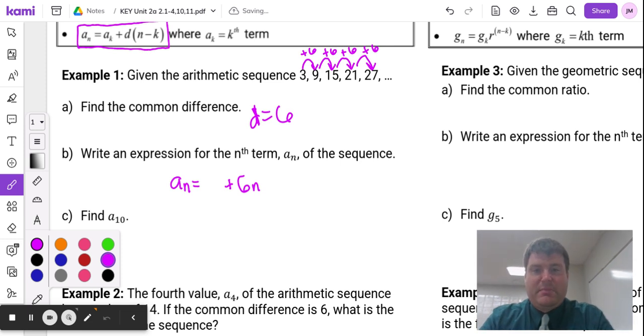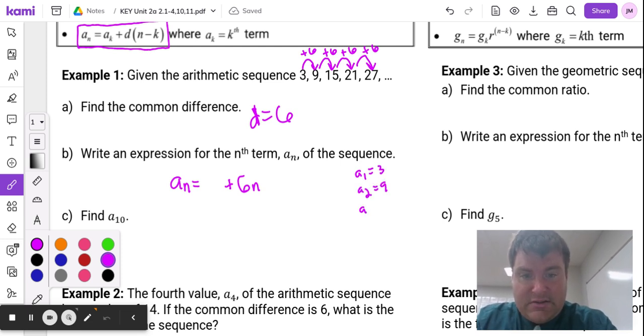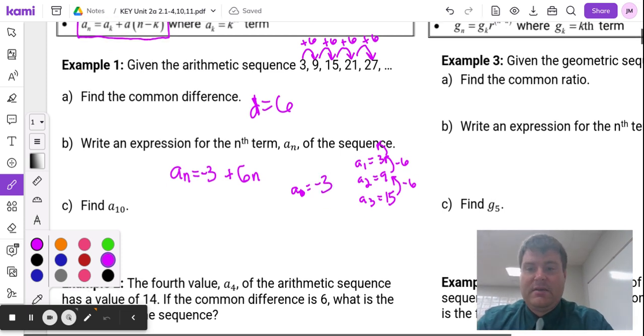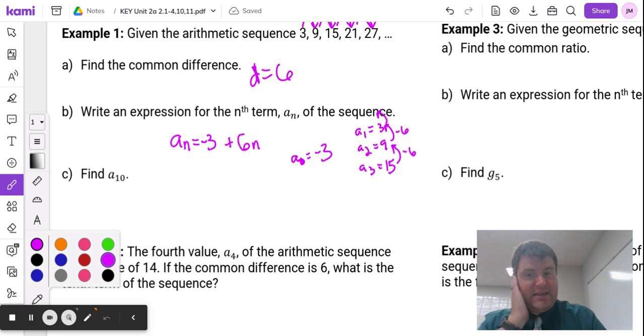A sub 0 is my 0 term. So 3 is my a sub 1, a sub 2 is my 9, and a sub 3 is my 15. You get the idea. So to find my a sub 0 term, I go backwards, which is minus 6. Going backwards 6 more from 3, I get negative 3. So my a sub 0 term is negative 3.